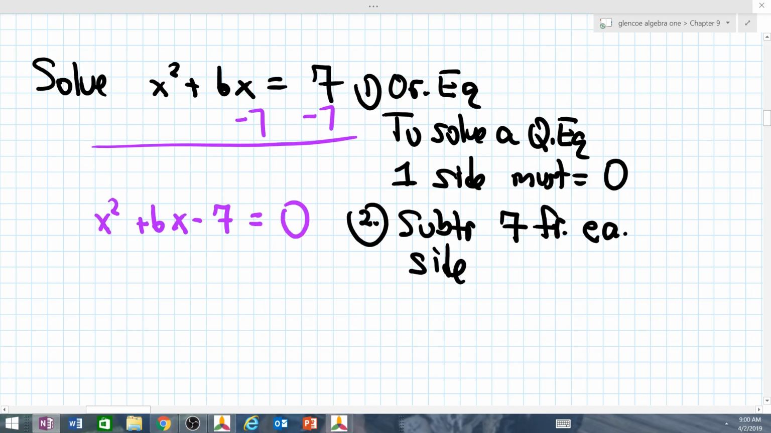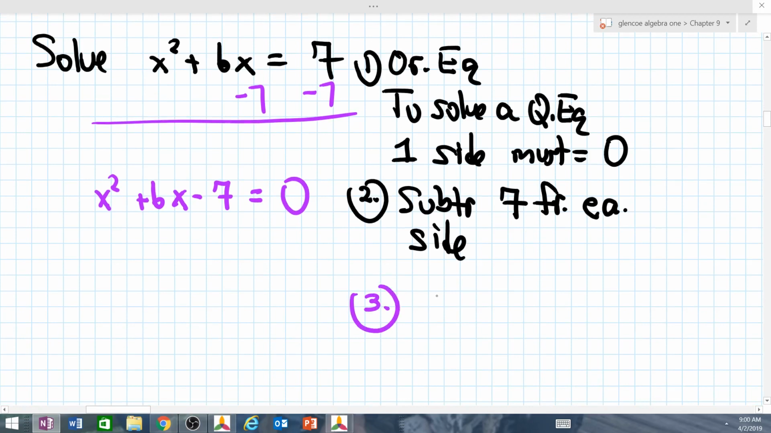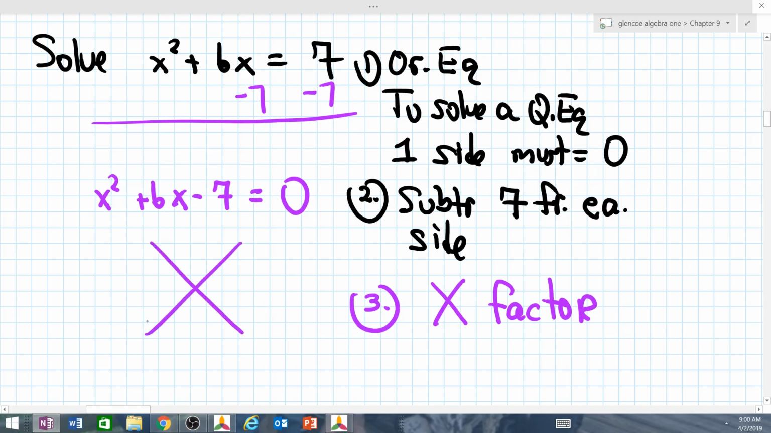So now what I want to do is use my very good friend, the x factor. The question I would ask myself is, what multiplies to negative 7 but at the same time adds to 6? 7 and negative 1. Okay, so I'm going to stop you here and put up a red flag.